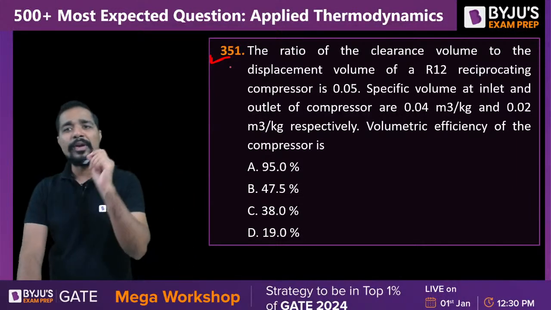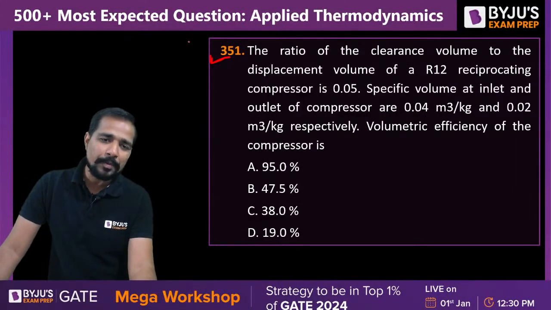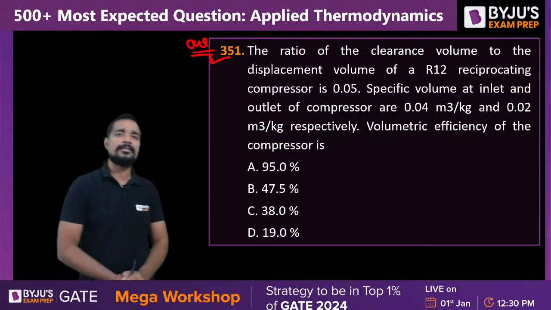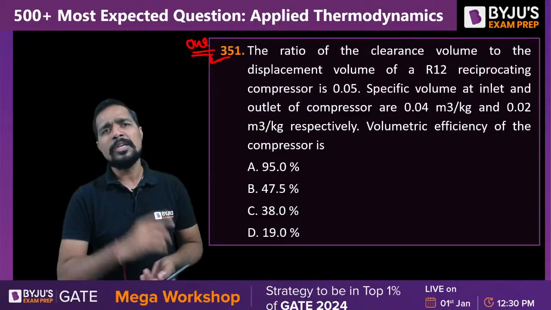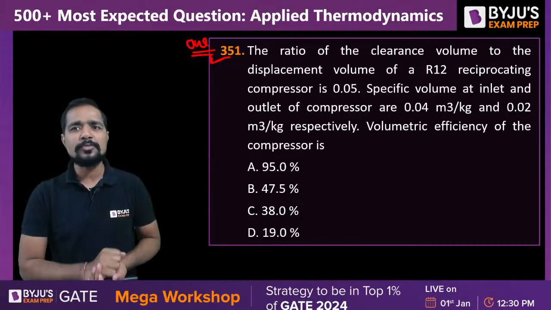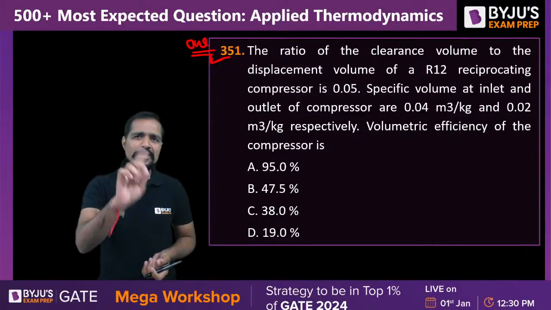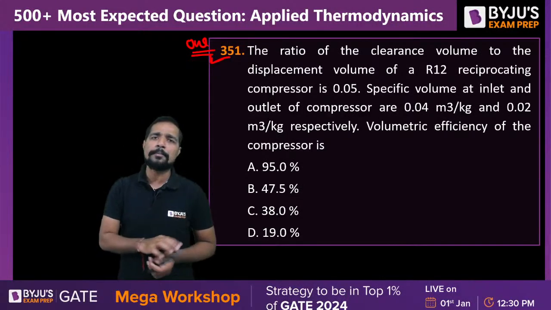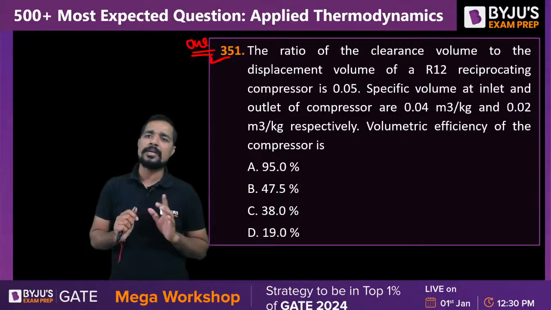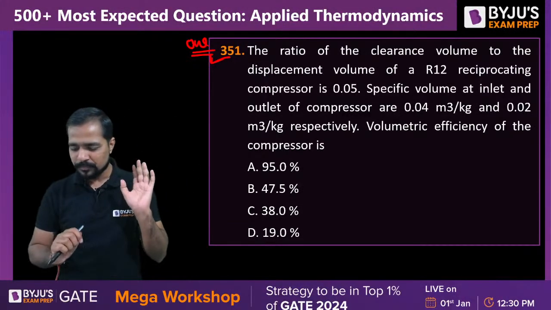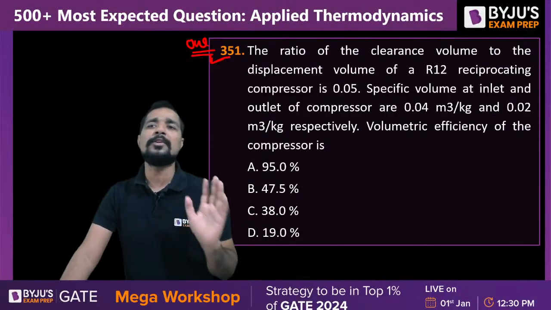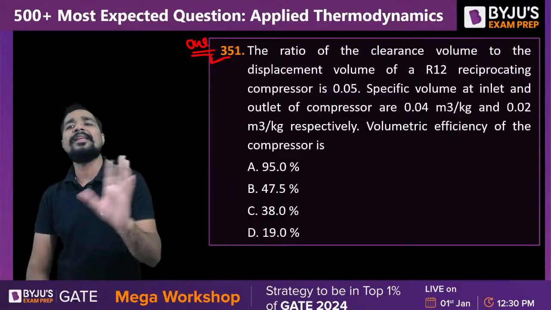The ratio question, very important, only for 1 mark, my dear. It is a 1 mark question, but important for you all. The ratio of the clearance volume to the displaced (swept) volume is given, and the specific volume at the inlet and outlet of the compressor is 0.04 and 0.02. Find the volumetric efficiency of the compressor. Lots of times it will confuse you, and many questions will come to mind, but if you have full command over the formulas, then you will not feel any problem solving this question.